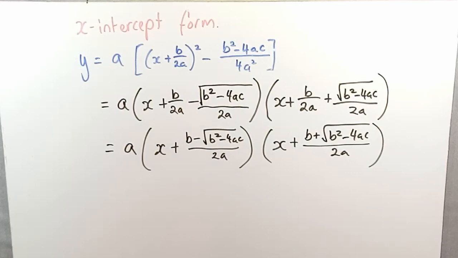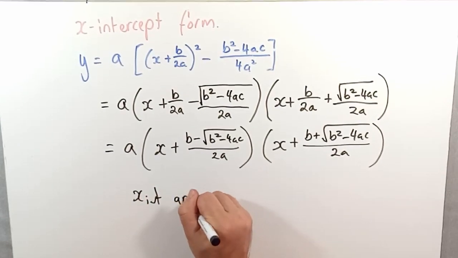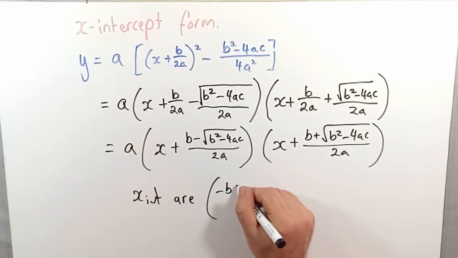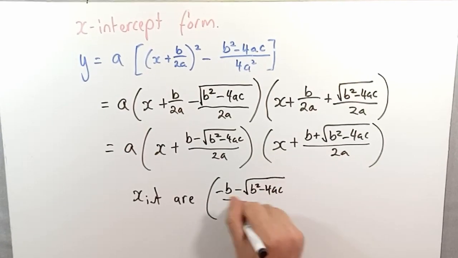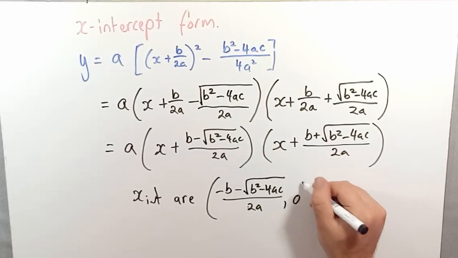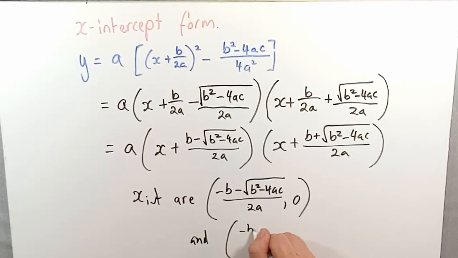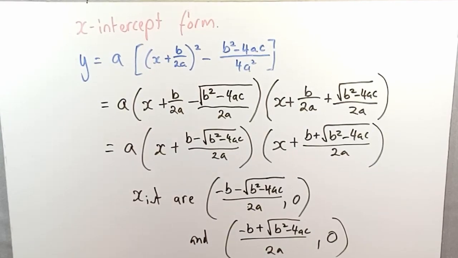Wonderful. All right, so this tells me my x-intercepts are, what do I get? I get negative b minus the square root of b squared minus 4ac over 2a, naught, and negative b plus the square root of b squared minus 4ac over 2a, naught. Excellent. So you get all of that. Let me just turn the page.